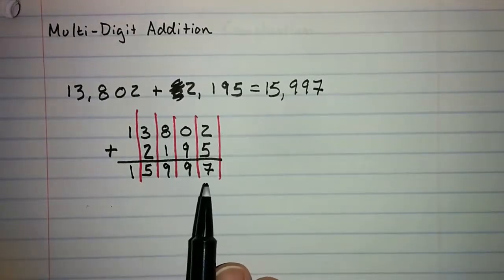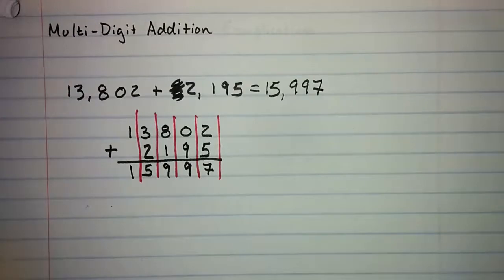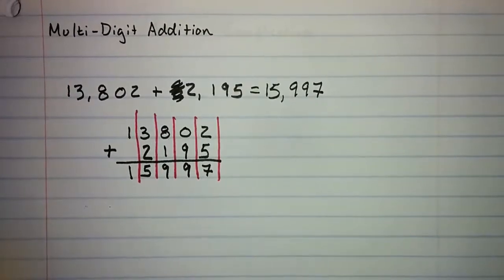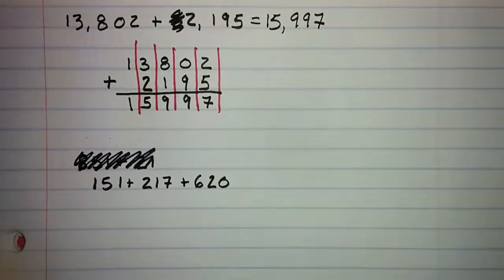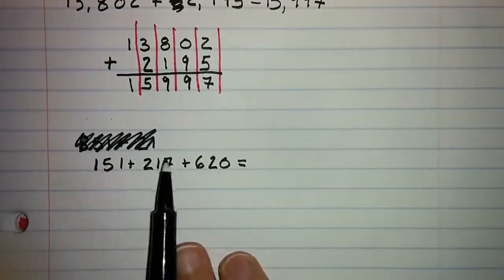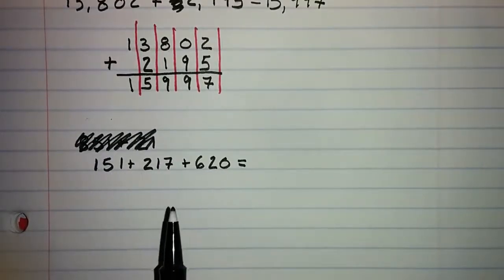There is a reason for that we will be seeing in the next video. We can even go further than this. Let's suppose I wanted to add 3 numbers. Say 151 plus 217 plus 620. I can feed these into the machine one pair at a time. Now there's a shortcut for this as well that we'll also be seeing in a later video.